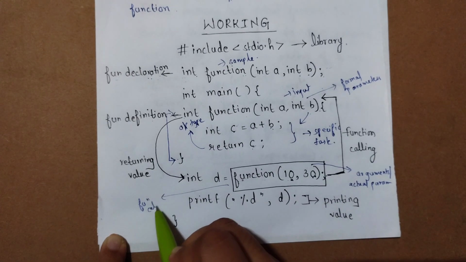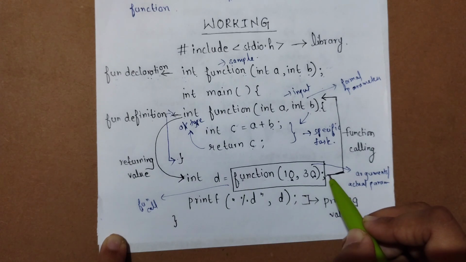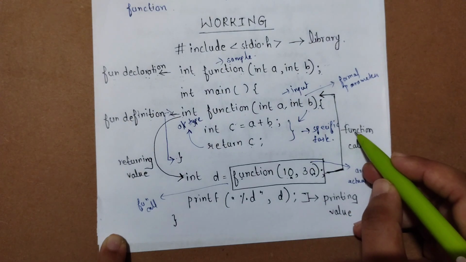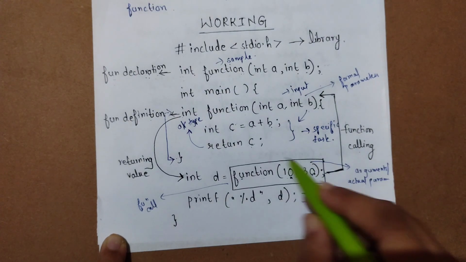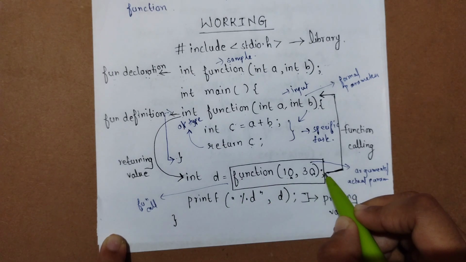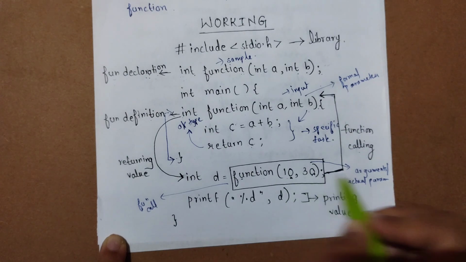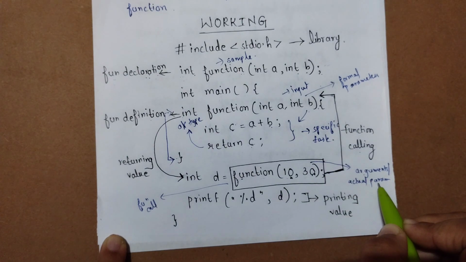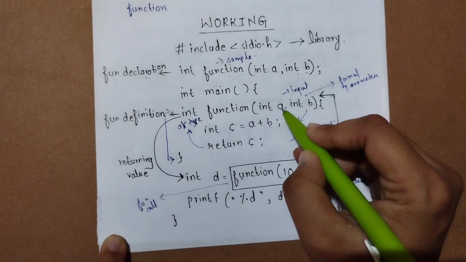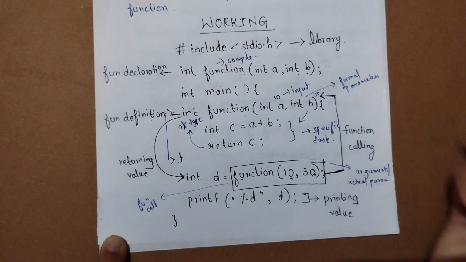When it finds this statement, it starts calling this function definition. This is called function calling. When the compiler finds this statement, it will call this function and it will pass 10 comma 30 as arguments or actual parameters to this function. So here a value becomes 10, b value becomes 30.